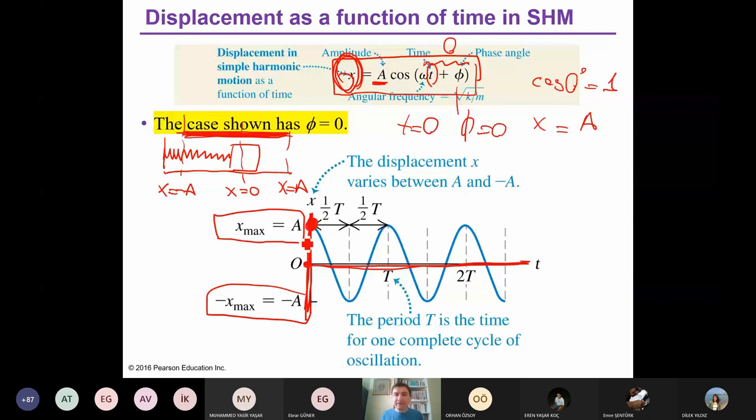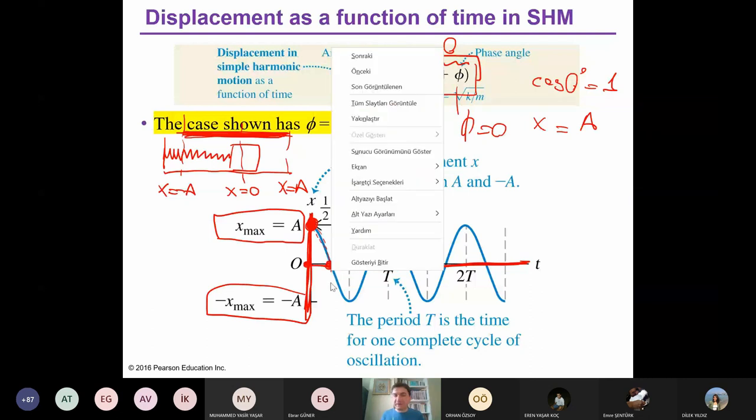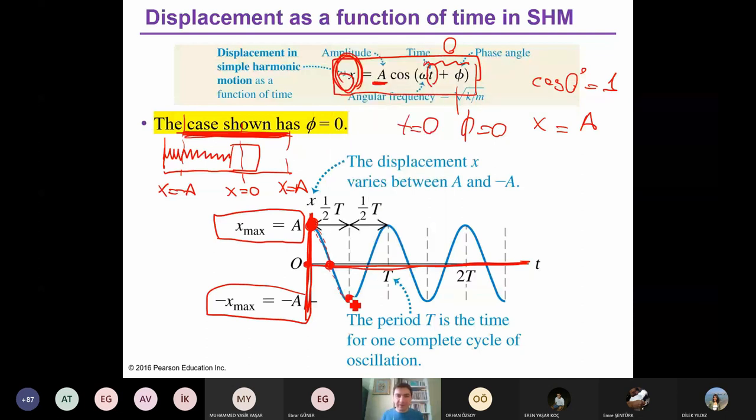Okay, then after a certain time, time changes, then the position changes. Now the system is in equilibrium and the system goes to the maximum negative amplitude. Just consider that you have started from this position, the mass is here at the beginning. Then the spring force is in the negative direction and pulls the system to the equilibrium condition. Now we are in equilibrium after a certain time, and after another certain time we reach the maximum negative amplitude.